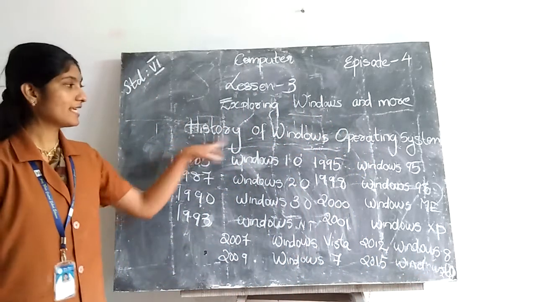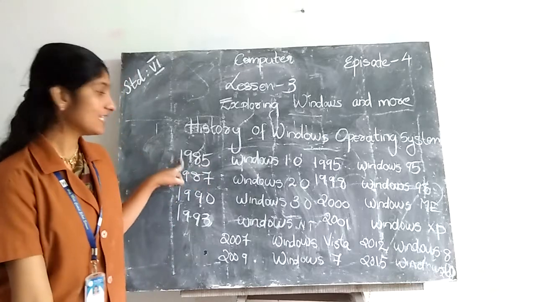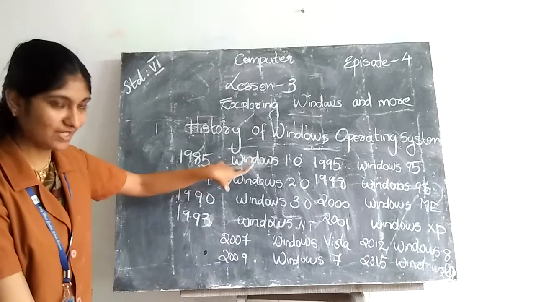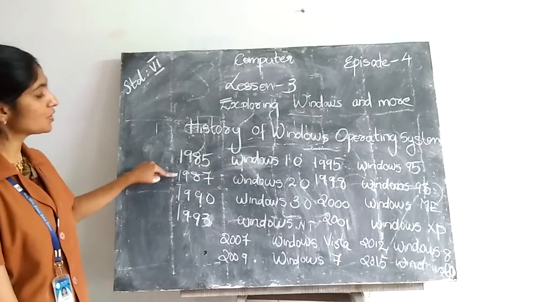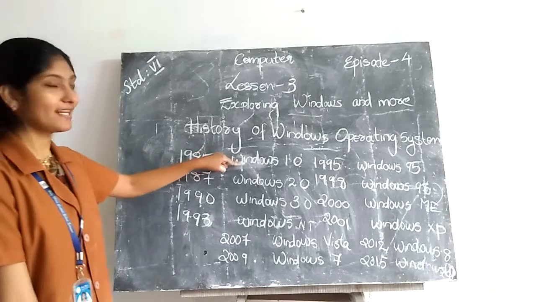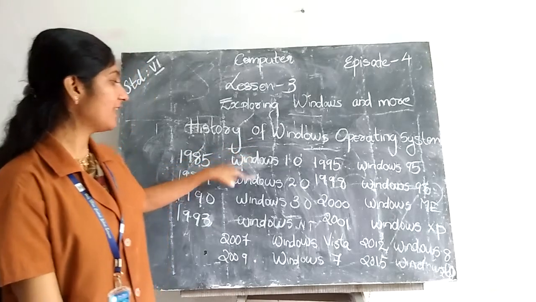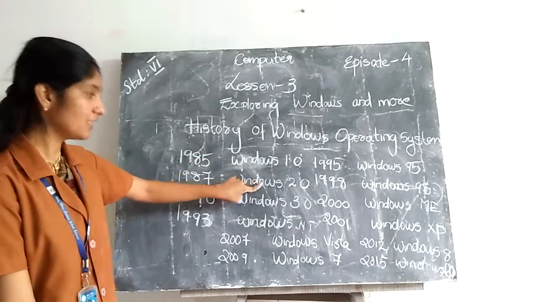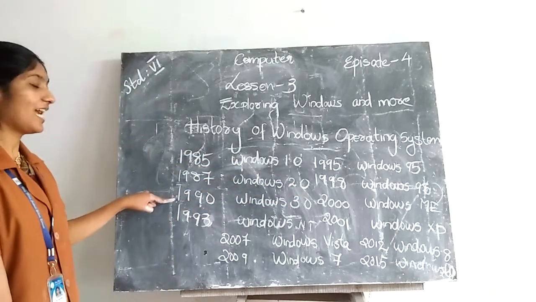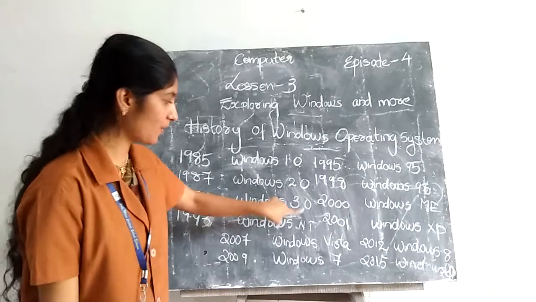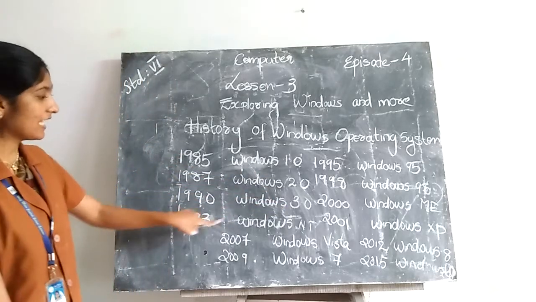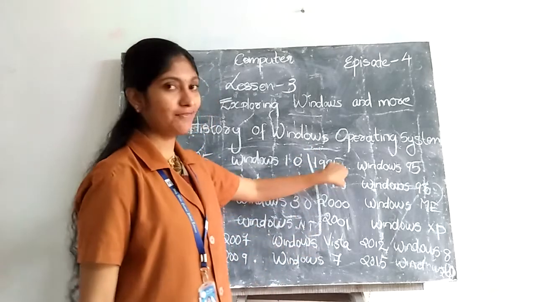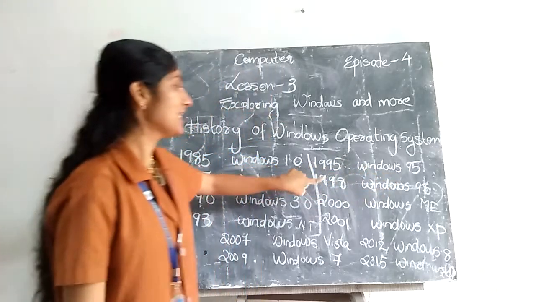Right? So the history of Windows operating system: in the year of 1985, they came with some updations in the Windows, and some additional features in that Windows, that is Windows 2.0. Then in 1990, Windows 3.0. 1993, Windows NT. Then 1995, Windows 95.